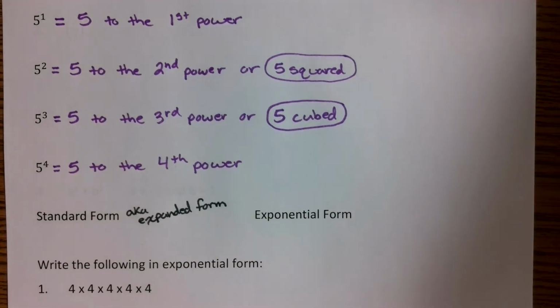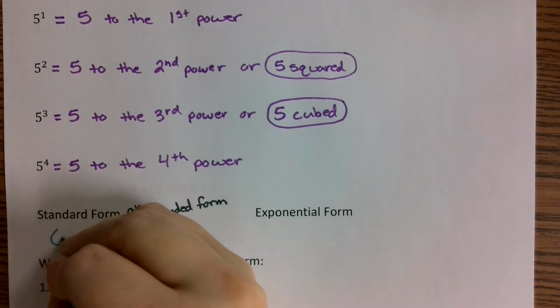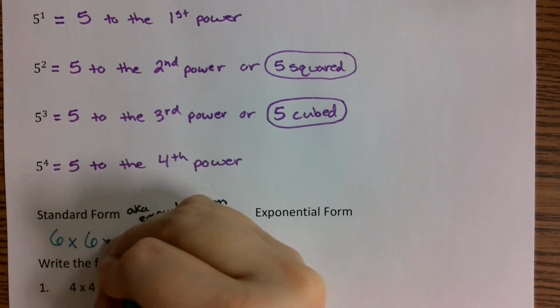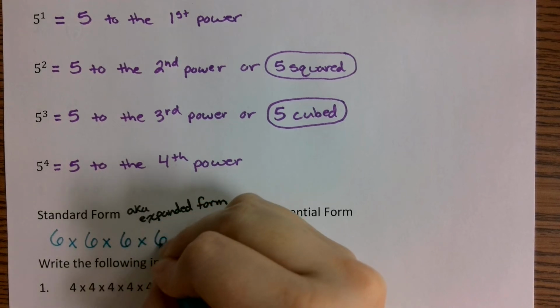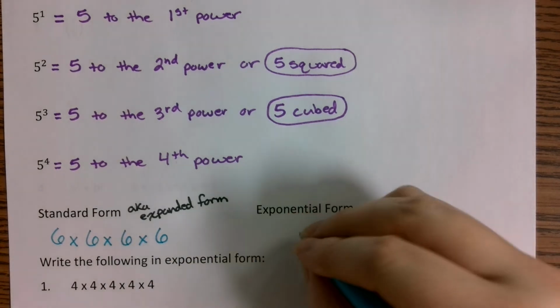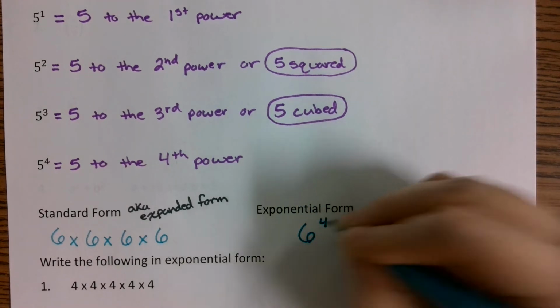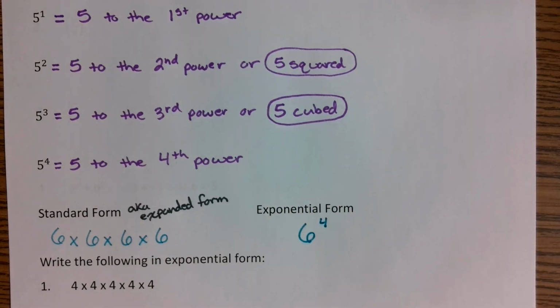So for example, standard form or expanded form, I could write 6 times 6 times 6 times 6. That would be an expanded form or standard way of writing it. In its exponential form, it would be 6 to what power? The 4th power. So 6 to the 4th would be that exponential form.